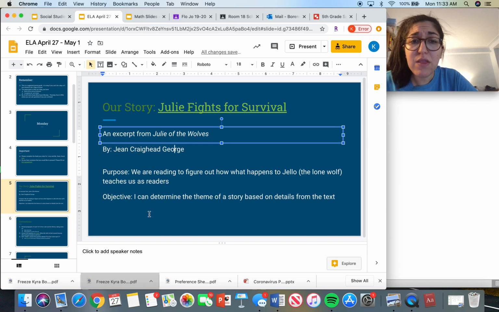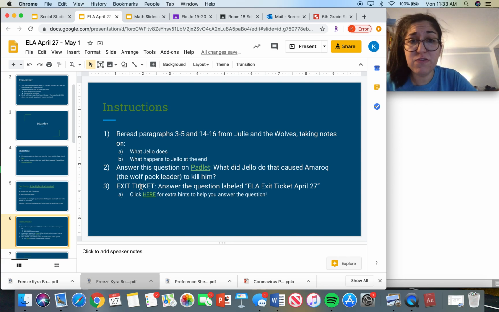What we're trying to do is determine the theme, or part of the theme in this case, of the story based on details from the text. So your job today is to read paragraphs 3 through 5. This is the first time we see Jello. And read paragraphs 14 through 16. This is the second time we see Jello.